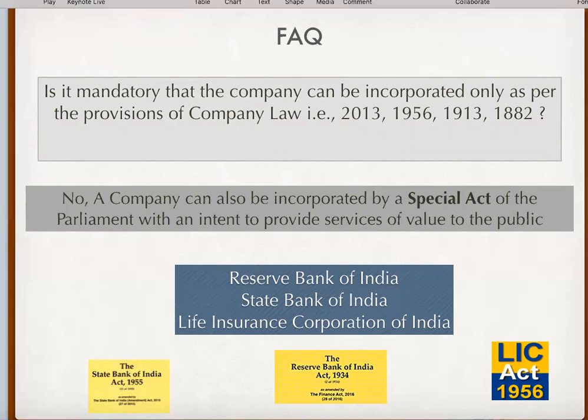So, for example, we have the Reserve Bank of India. The Reserve Bank of India was not incorporated under any company law. Rather, it was formed by passing a special Act, which is known as the Reserve Bank of India Act 1934. Similarly, the State Bank of India, the leading banking and financial institution, has again not been formed as per the provisions of any company law. Rather, it has been formed as per a special Act passed in the Parliament, the State Bank of India Act 1955. And the Life Insurance Corporation of India has also not been formed as per company law provisions. Rather, it has been formed as per a special Act, the LIC Act 1956.